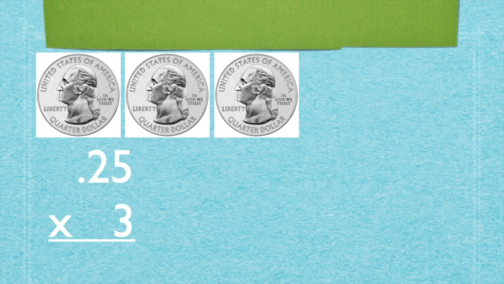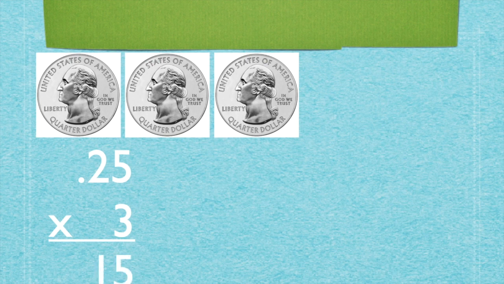So let me tell you how to do this. In this standard algorithm, what you do is you first do the ones column, the 5 and the 3, and then you do the 2 and the 3. So we go like this. 5 times 3. 5 times 3 is 15. Now I can't write the 15 like this.